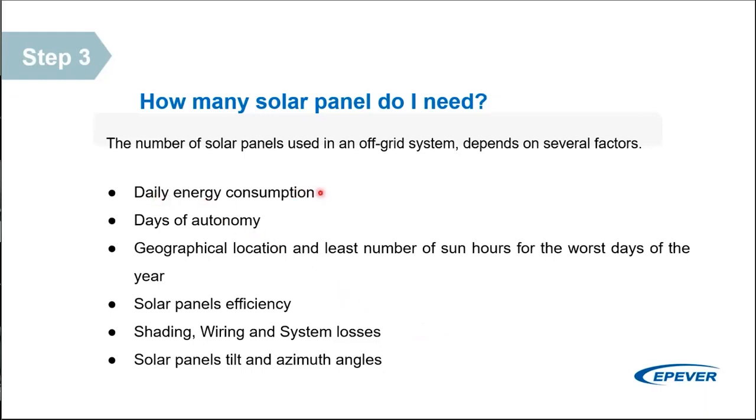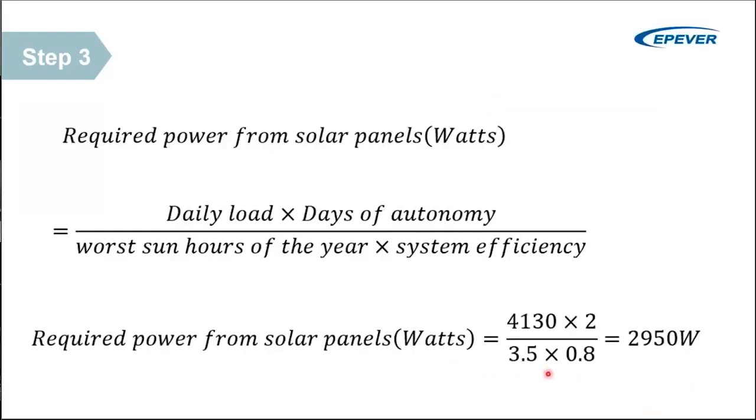So we have the daily energy consumption. We know the days of autonomy. We need the geographical location to calculate the actual sun hours that you have. And then you have to know the solar panel's efficiency, if there is shading in your system or not, if you have a tilted solar panel or not. We have simplified this process. Of course, you would need a very sophisticated model to exactly calculate the amount of energy that you will be getting from your solar panels, but we want to make it simple. So we are looking at a very simplified version of a formula.